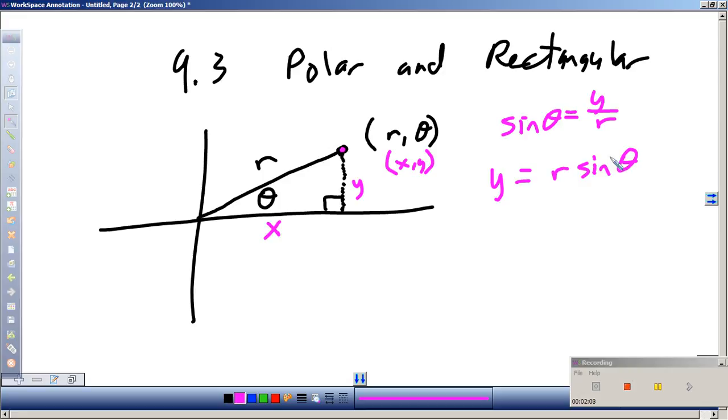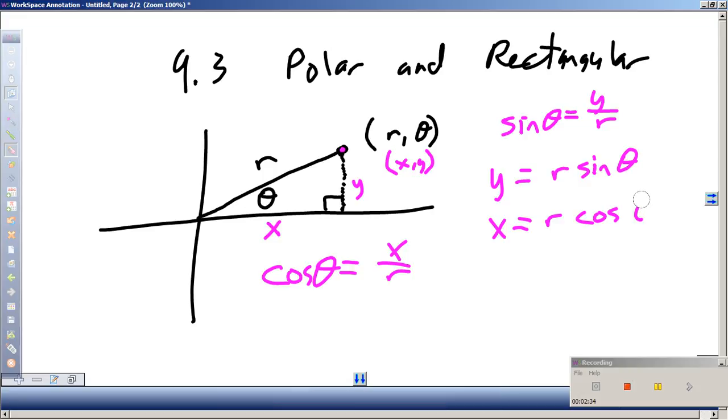Would it be the same for everything? Yes. Okay, how would we get x? Same idea: cosine of theta equals x over r, adjacent over hypotenuse, so you can say x equals r cosine of theta.